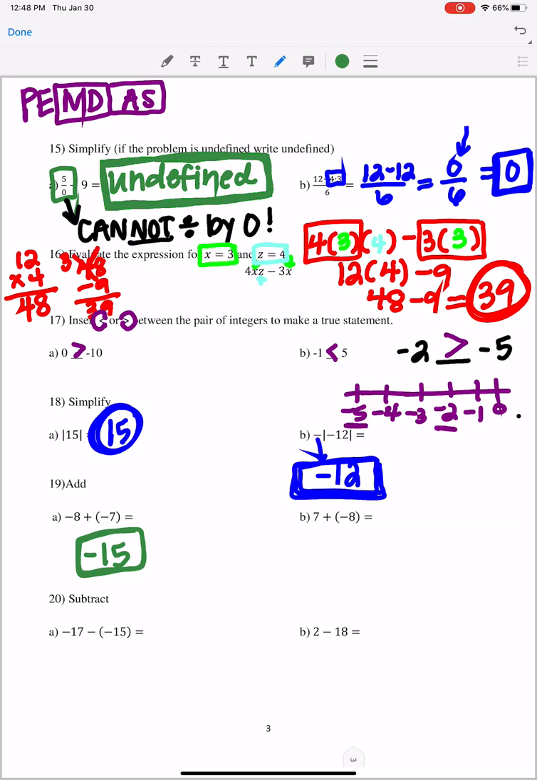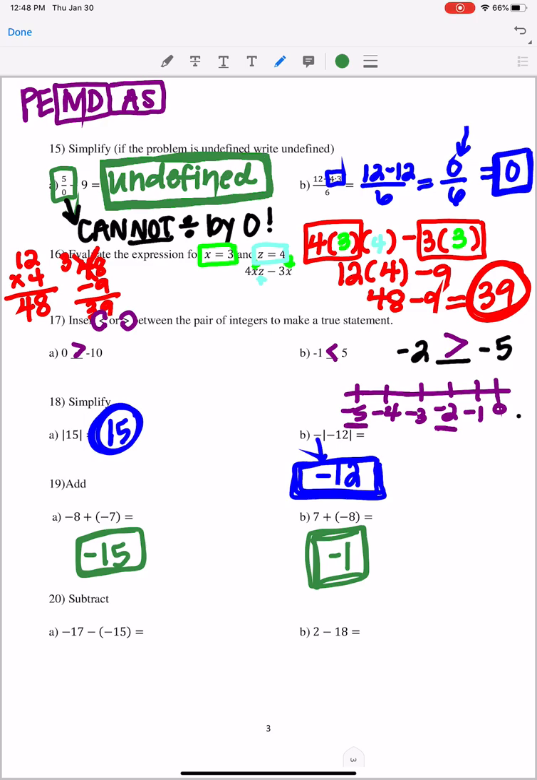B, 7 plus negative 8. Now you have different signs. If you don't see a sign in front of that 7, it's positive. Your 8 is negative. So because you have different signs, we're subtracting. So 8 minus 7, well, we subtract the bigger number minus the smaller number. 8 minus 7 is 1. And then you're keeping the sign of the bigger number. That bigger number is negative. So my final answer is negative 1.